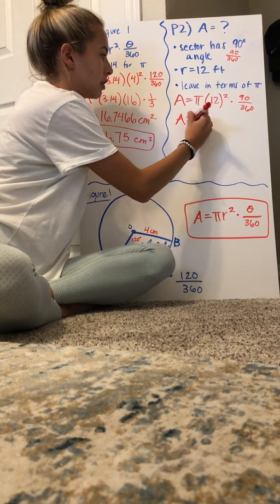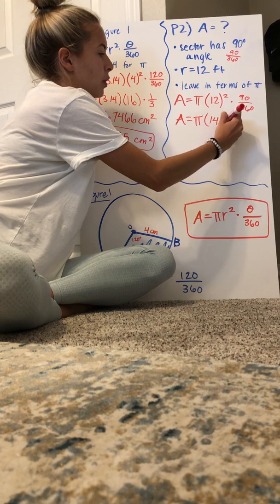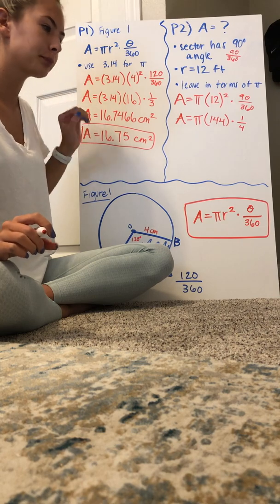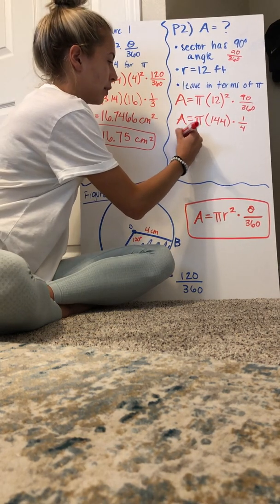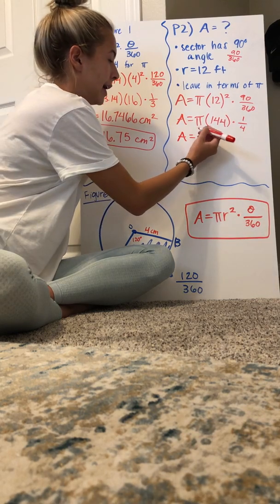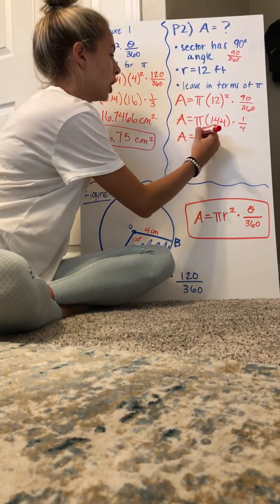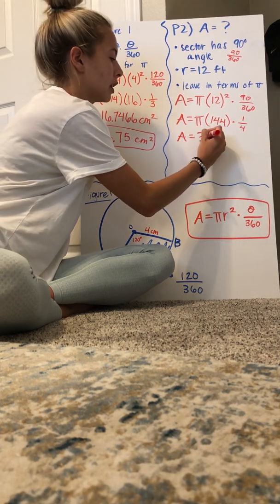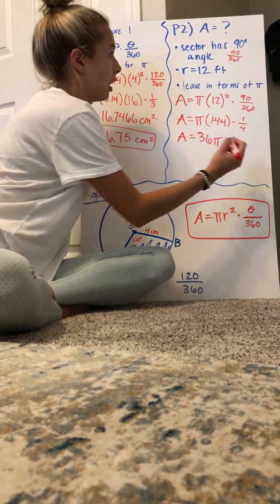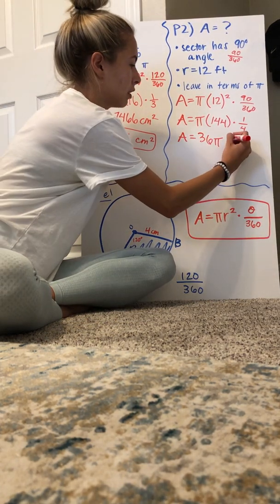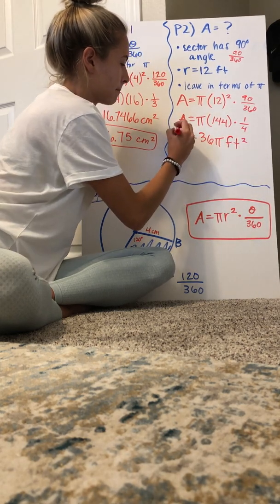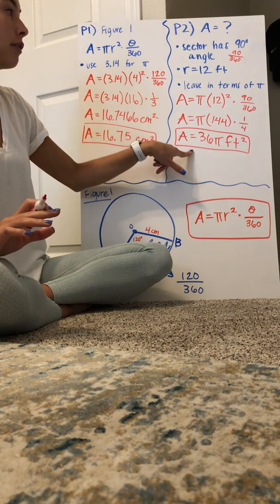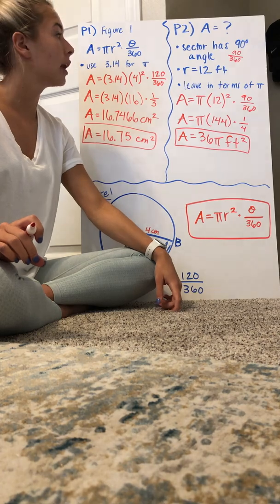We're going to simplify some things. So we have pi times 144 times 1/4, because 90 over 360 simplifies to 1/4. And now we're going to finish multiplying everything out. We're leaving pi, and 144 times 1/4 gives us 36 pi. Our units are feet, so feet squared. Now remember, this is not the area of a circle. This is the area of the section of a circle that has a 90-degree angle and a radius of 12 feet.